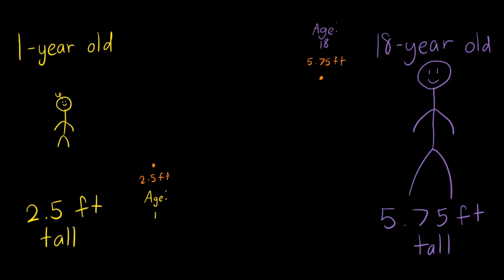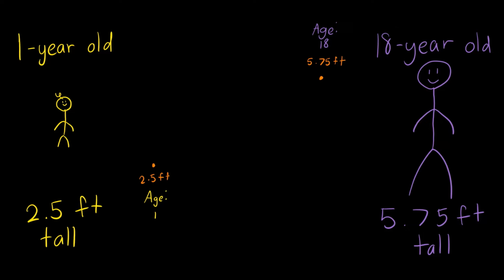Let's say we have a guy named Bob who was 2.5 feet tall when he was a 1-year-old. Then, 17 years later, when he was 18, he was 5.75 feet tall. The first thing we have to realize about height is that it's a continuous function. Our heights can't just instantaneously jump from one height to another. You can't go from being 4 feet tall to 5 feet tall in the blink of an eye, for example. It would be pretty weird to see someone grow 1 foot from one moment to another.